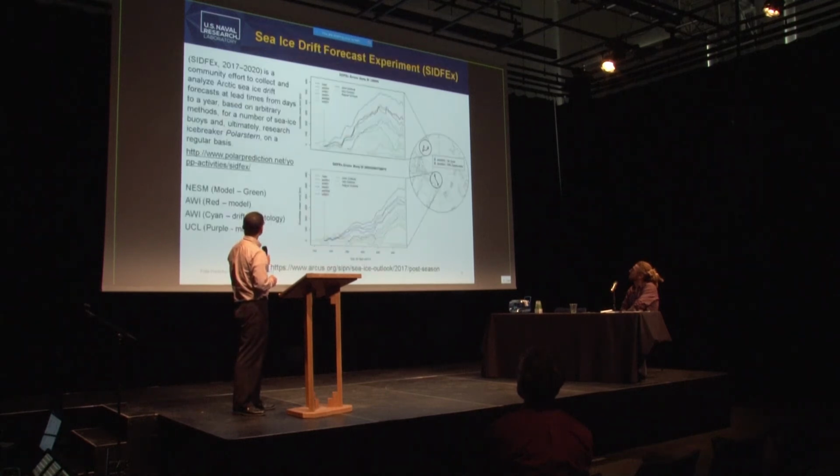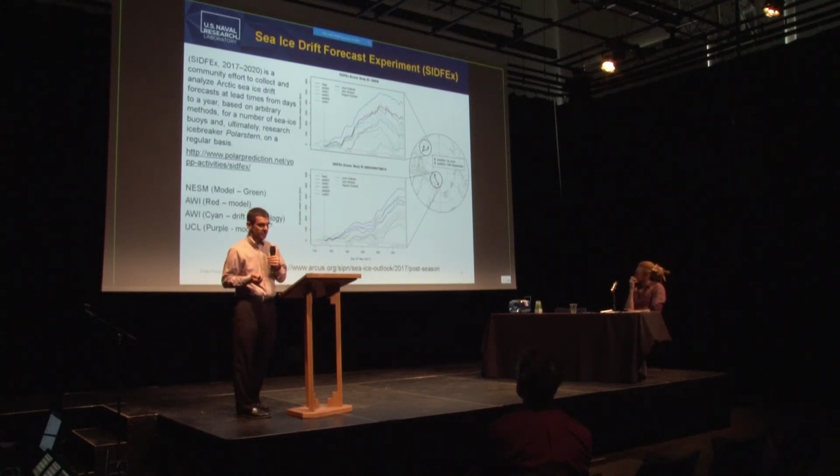Okay. And then so we heard from Axel yesterday about the SIDFEX. We've been contributing to that as well. I won't go into much detail other than the green line is our deterministic run starting from 45-day forecasts, and you can see the dotted lines, solid or dotted, determine whether it was the June, July, or outlook.